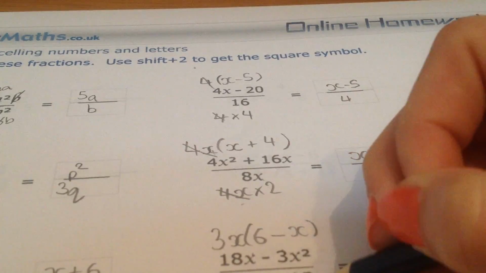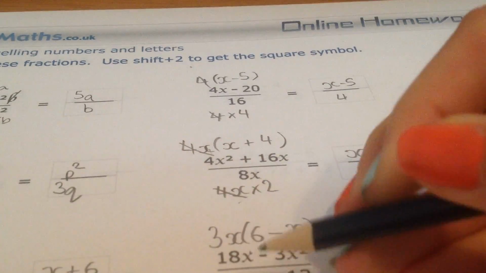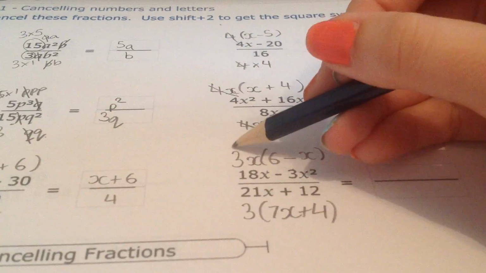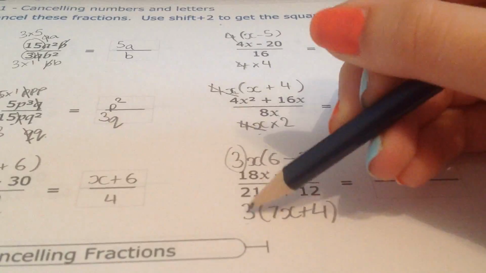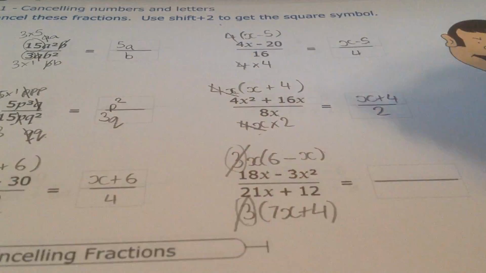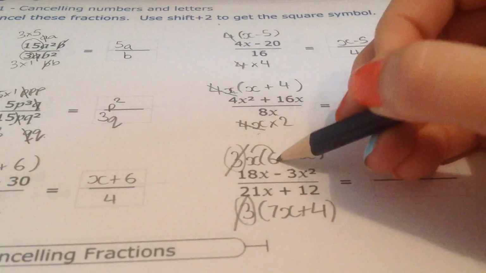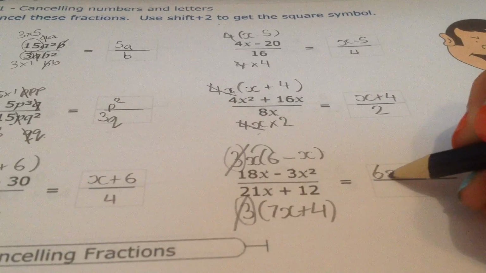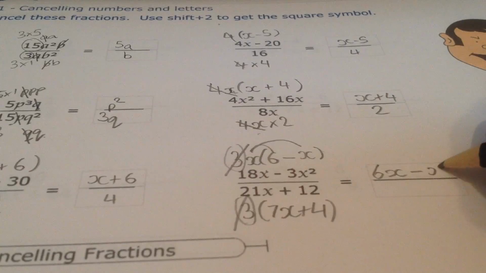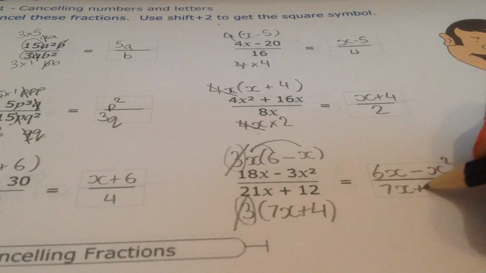7x plus 4. Now this time the bracket is not in common, and in fact 3x is not in common. But we have a 3 and a 3. So we're going to cancel just the 3, not the x. The x is not in common. Leaving us with, let's expand it to get a better answer, x times 6 is 6x minus x times x is x squared over 7x plus 4.